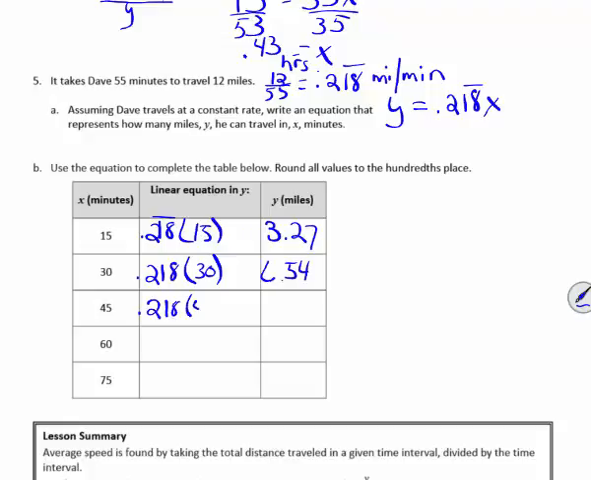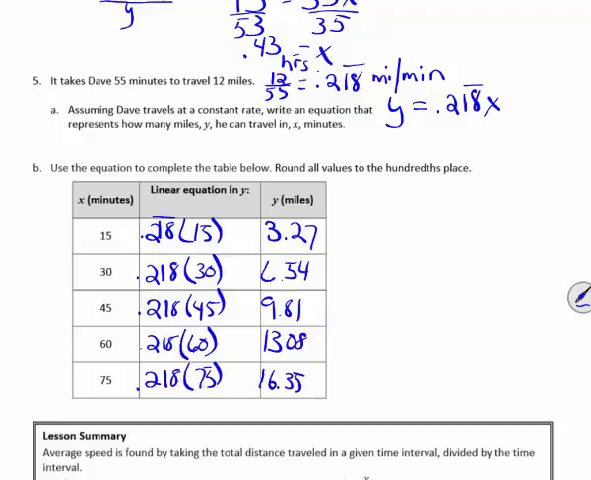0.218 times 45 is going to give you 9.81, and then 0.218 times 60, and 0.218 times 75 is going to be 16.35.